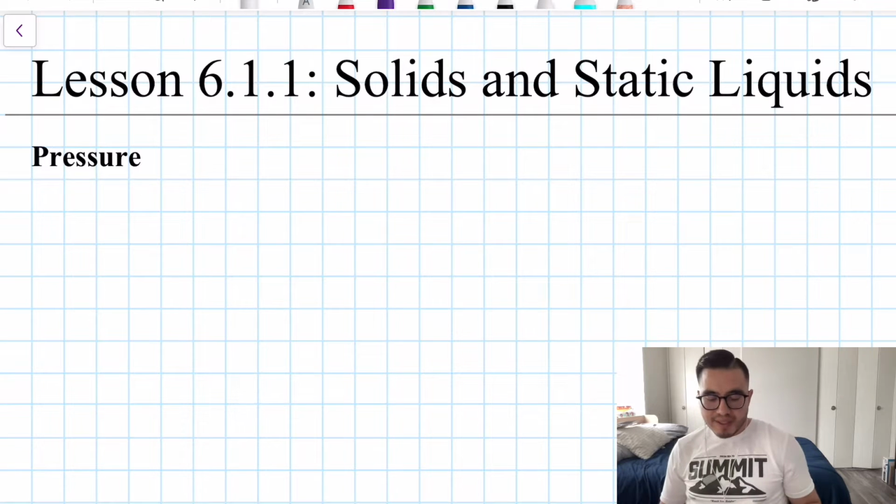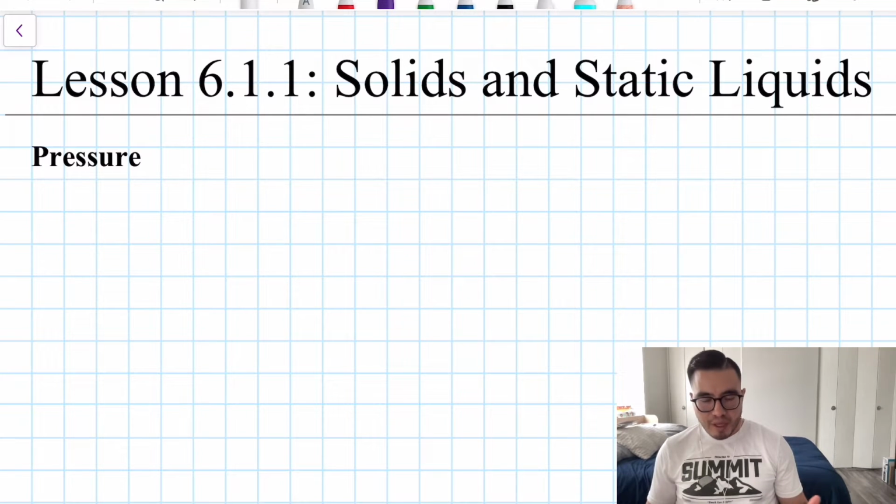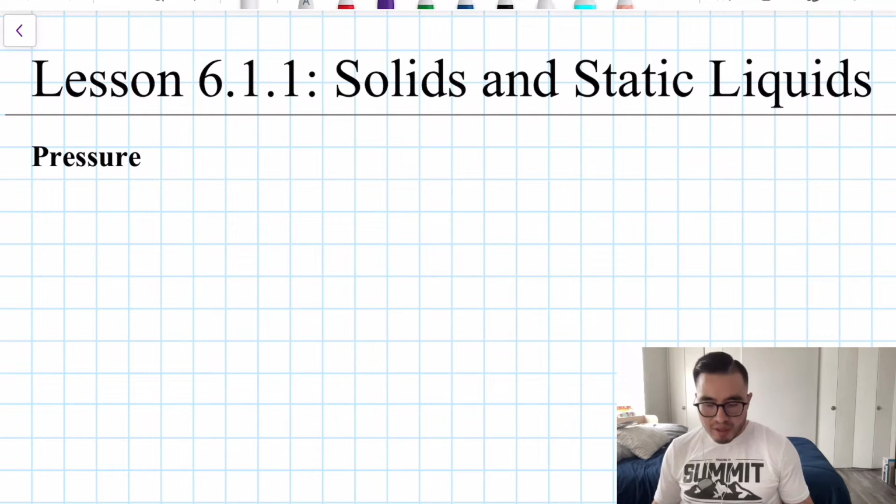Okay, so this is lesson 611, solids and static liquids. Let's begin by defining pressure. I am sure you have heard the word pressure many times in your life, and I think the context in which you have heard it is not far from what it actually means. We have heard pressure on the quarterback, pressure from your classes, or any type of pressure that we use in common day language. It resembles what it is in physics.